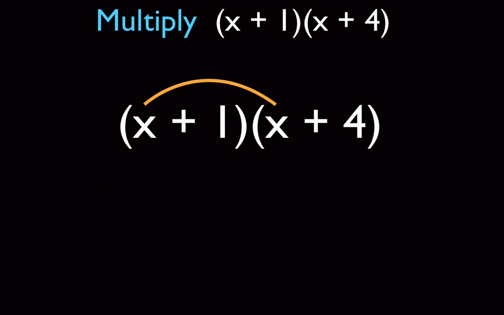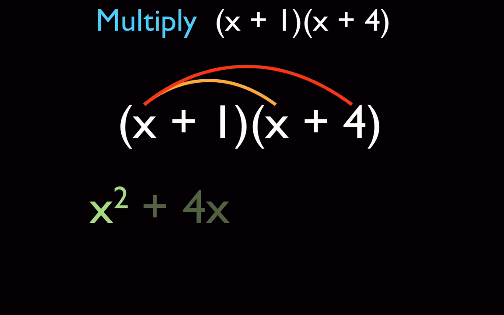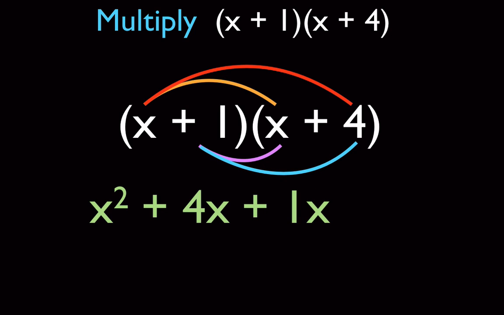So I'm going to do the first two, x times x, which is x squared. The outside for the O, x times 4, which is 4x. 1 times x, both of them are on the inside. And last, 1 is last along with 4. Okay, this method works just as well as the rectangle. We combine like terms, the 4x and the 1x, and we get 5x.